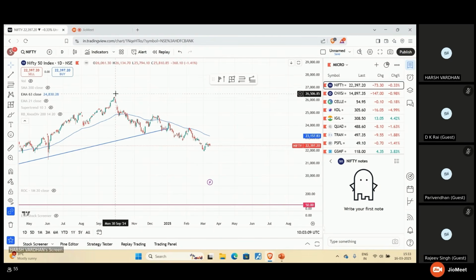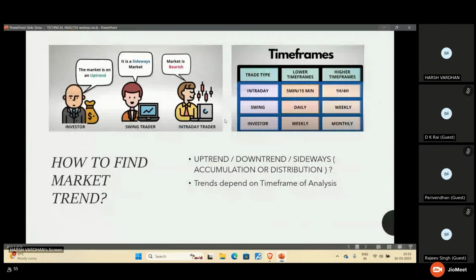For example, in the daily time frame, Nifty is in a clear downtrend. First a lower low, lower high, lower low, lower high, lower low, lower high, lower low, then again a lower high. So this was all about the downtrend, uptrend, and the market trend. For intraday traders, a lower time frame can be 5 minute or 15 minute.